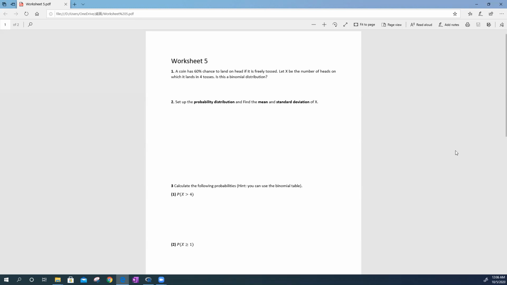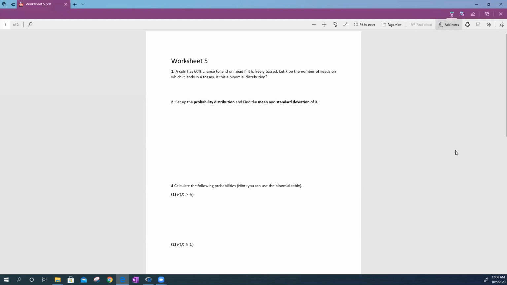Then we just need to verify 4 conditions for some experiment to be a binomial experiment. So first one, fixed n. Freely tosses and x be the number of heads on which it lands in 4 tosses. So that tells us n equals 4. It is fixed. So one check.